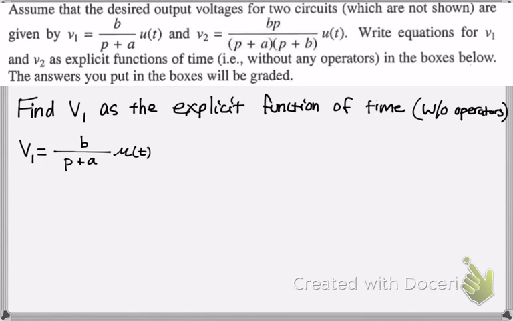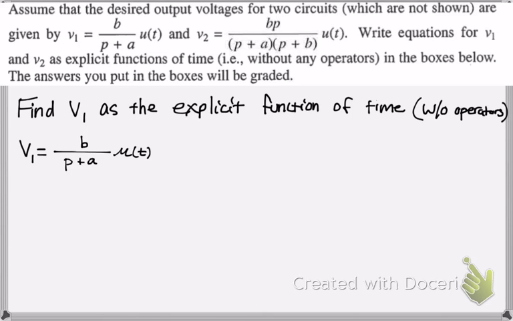Hello YouTube. Today we're going to be looking at writing the explicit functions for operator equations as a function of time rather than leaving an operator form. So here we have an operator equation for a circuit that we don't know what it looks like, but we do know that this equation looks similar to what is a low-pass operator.